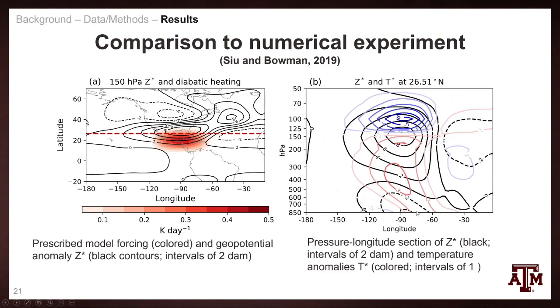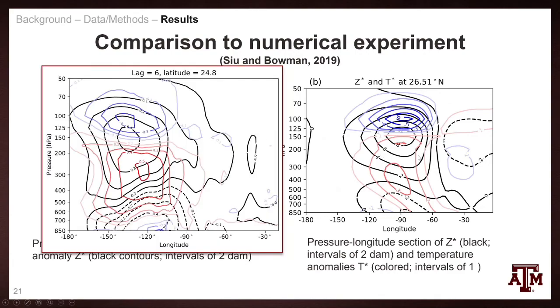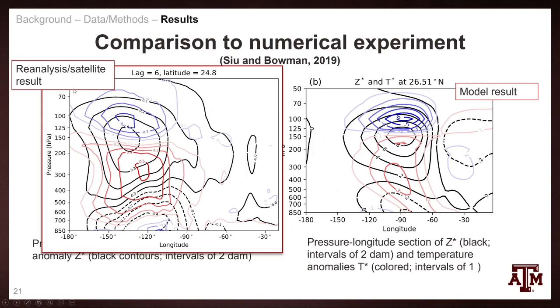And very similar to what we showed before, the anticyclonic anomaly is strongest at about 150 hectopascal, spreads throughout the upper troposphere, and above the core of the anticyclone, there are these cold temperature anomalies, and below it are warm anomalies. So right here, this is the model result, and this is our result, and they are quite similar. So when we use the reanalysis and satellite OLR data, we can see the same type of signal that you would expect in a model simulation or theory.